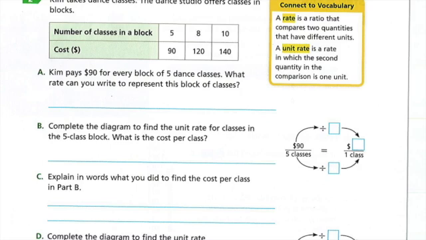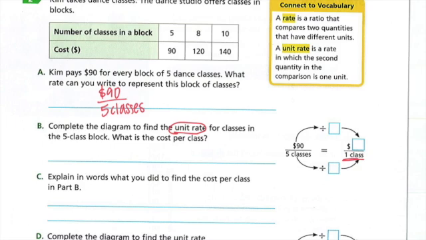Well, a rate is just when we compare two things with different units. So our rate would just be $90 for 5 classes. It's important that we're using labels on these ones, okay? All right, complete the diagram to find the unit rate for the classes in the 5 class block. When we do a unit rate, the bottom has to be a 1. So it's how much, in this case, 1 class will cost.